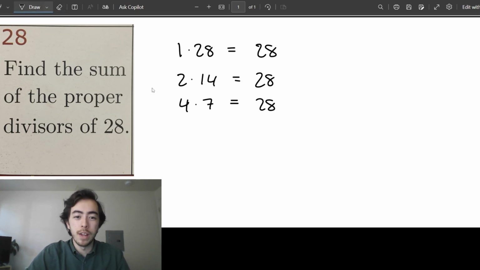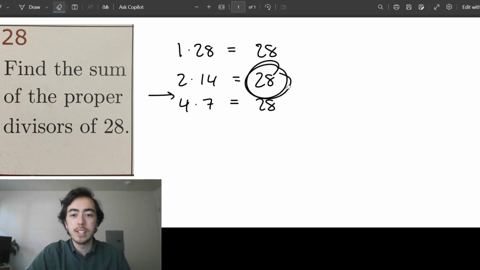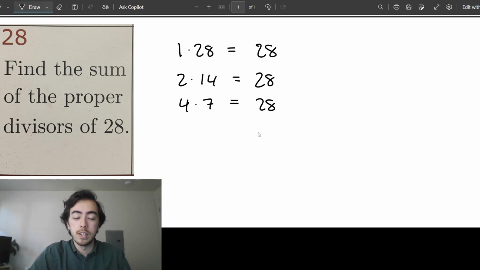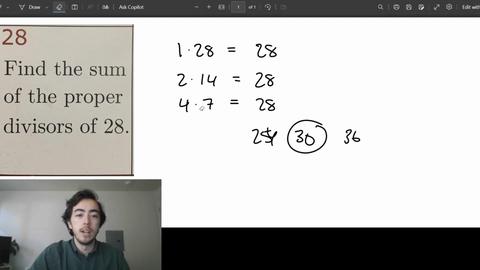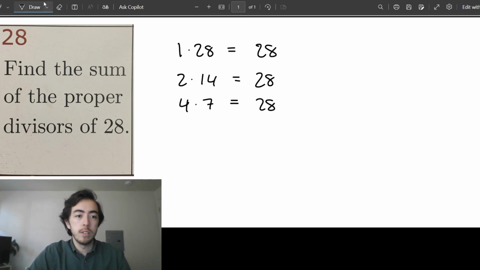And so I know that 3 isn't a divisor because the nearest multiples of 3 are 27 and 30, not 28. 5 doesn't work because the nearest multiples of 5 are 25 and 30. And then 6 doesn't work because the nearest multiples are going to be 24 and 30. So these are all of the factors, or all of the divisors, we're ever going to find for the number 28. And since we want proper divisors for this problem, we need to get rid of the 28 itself.